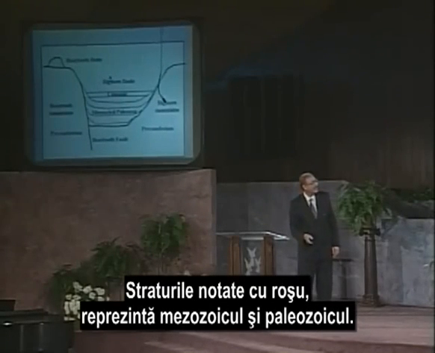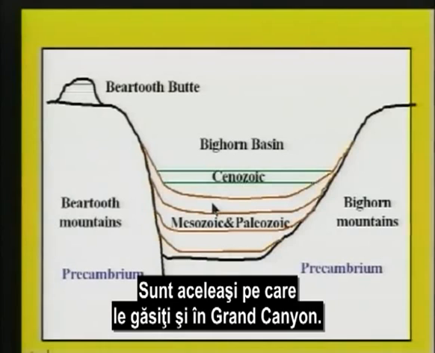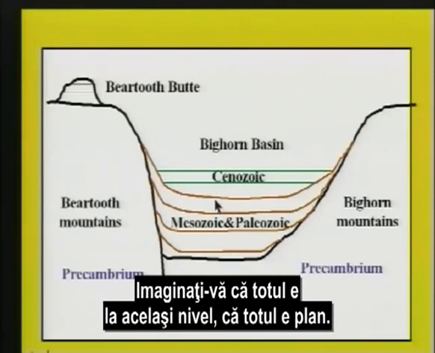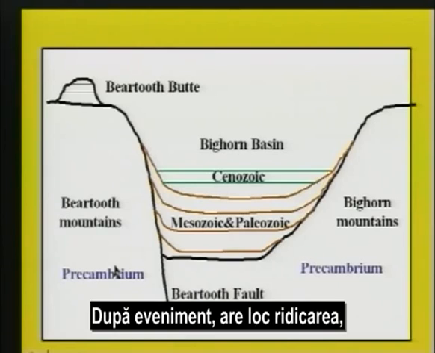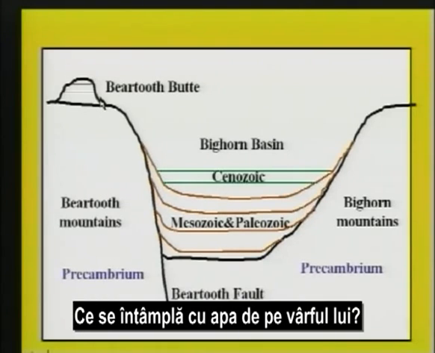These layers down here, which I've coded as red, are the Mesozoic and the Paleozoic layers. Those are the same ones you'd find in the Grand Canyon, for example. Here they are, and imagine that that is down at that level, and everything is flat, and they're covering the whole bit. Now, after the event, you have uplift. And so this Beartooth Mountain range gets lifted up. Up it goes. What happens to the water that's on top of it?